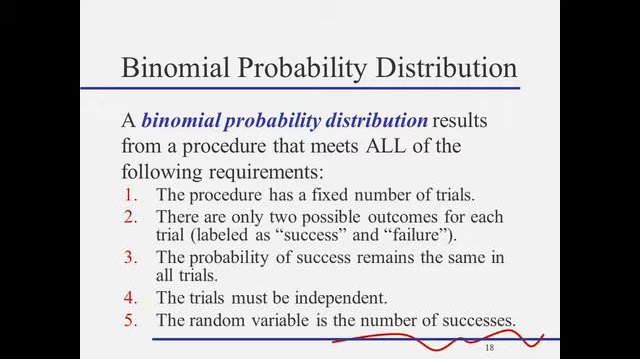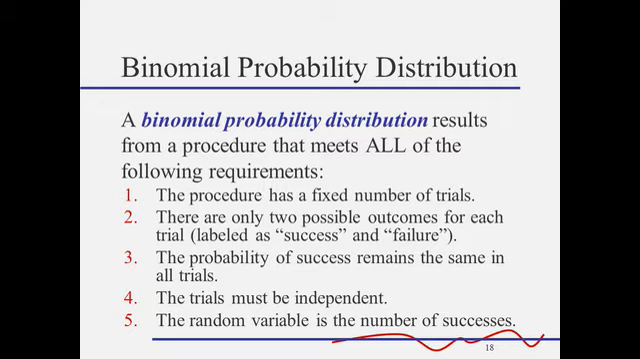The procedure has a fixed number of trials. There are only 2 possible outcomes for each trial, and we label these as success and failure. The probability of success remains the same in all trials. The trials must be independent, and the random variable is the number of successes.